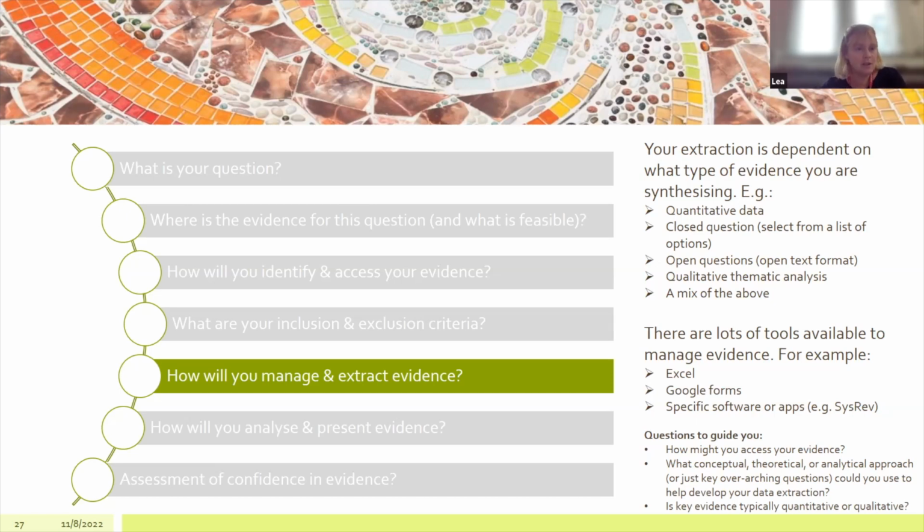There are many ways to do it. I'll show you a couple. Some of the guiding questions here: how might you access your evidence? Where is your evidence in the paper? What approach are you guided by? I really encourage people to find or identify a conceptual, theoretical, or analytic approach to help them come up with the questions they're going to ask, even if it's just a list of overarching questions to help with the data extraction. And is the key evidence likely to be qualitative or quantitative?